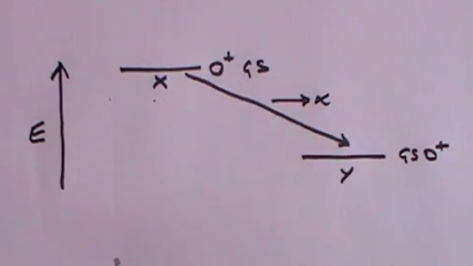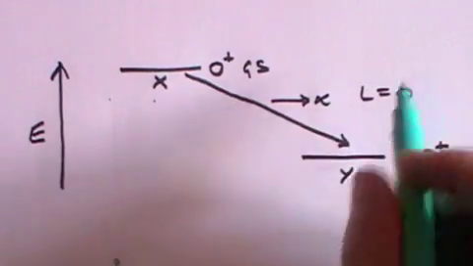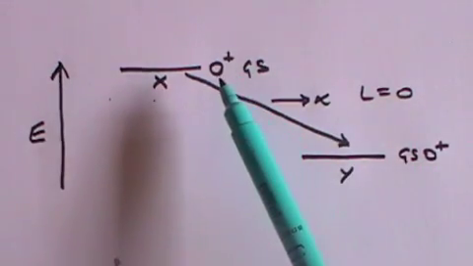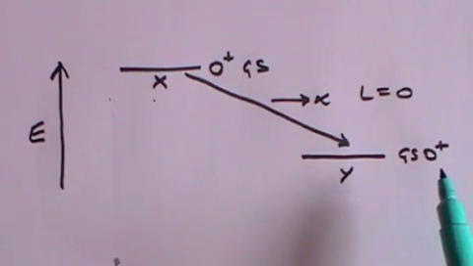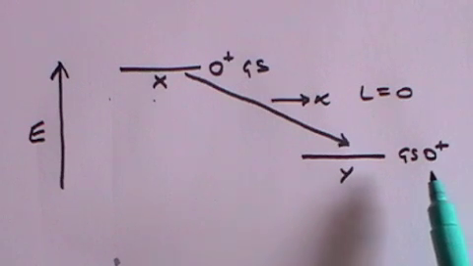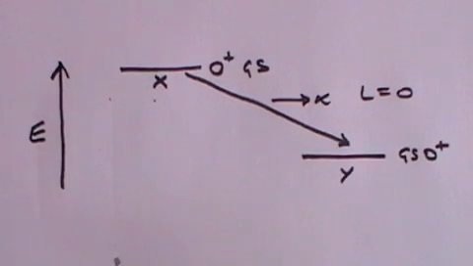Now, what is the angular momentum of that alpha particle? Well, it has to be L equals 0, because you go from an angular momentum state of 0 to an angular momentum state of 0. There was no change in our angular momentum. Therefore, the angular momentum of the alpha particle in this set of circumstances has to be 0.